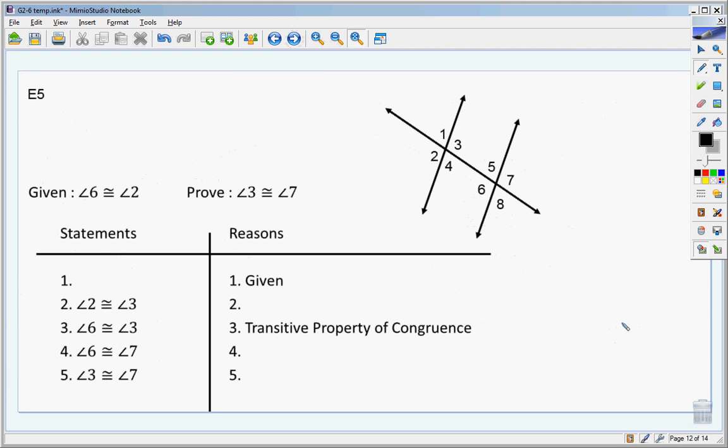Okay. I'm going to give you a few seconds to copy this example down then. Because here we're talking about how to prove that angle 3 is congruent to angle 7. And they give us this, and it's kind of a complicated looking picture, but none of this is really difficult.